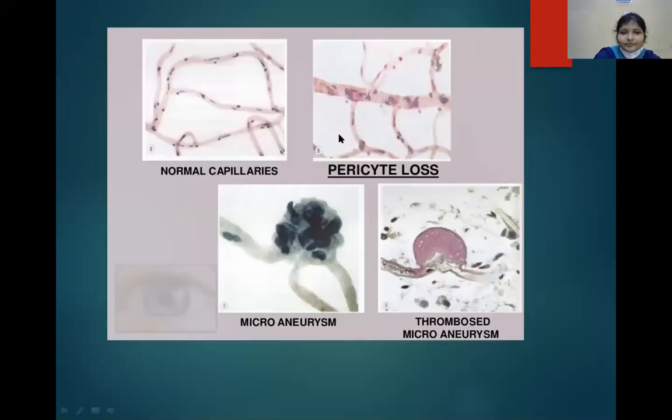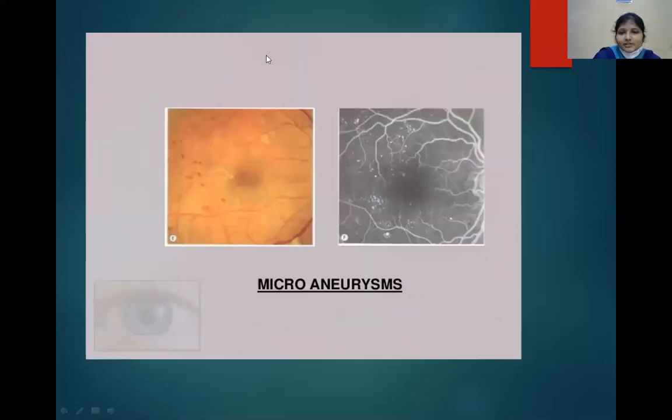This is a normal capillary, and here you can see loss of the pericytes and these are microaneurysms. You can see saccular outpouchings. This is the fundus picture. You can see tiny red dots temporal to the fovea.